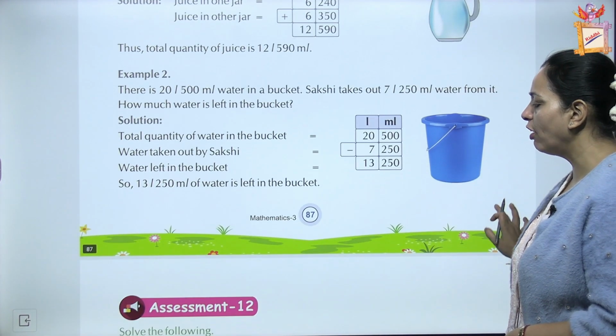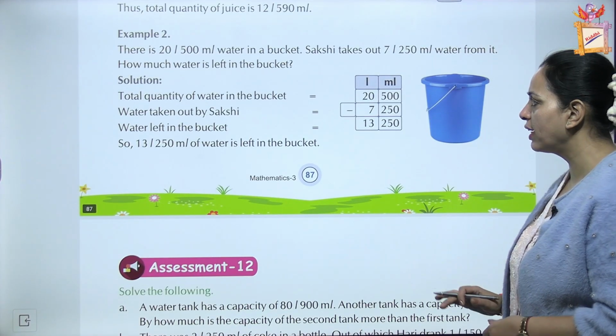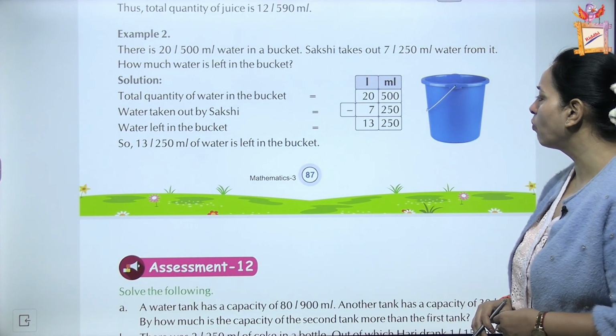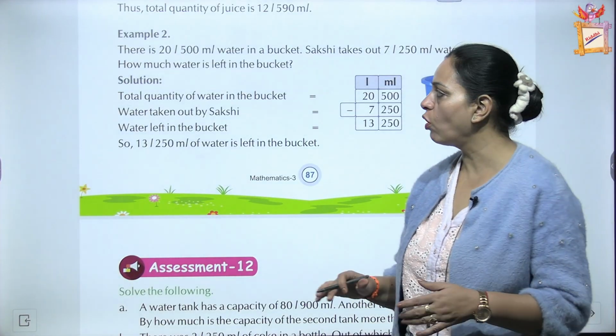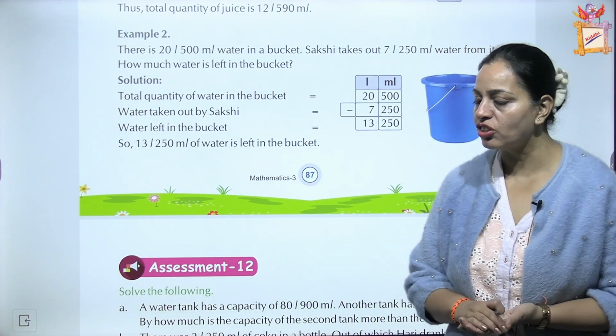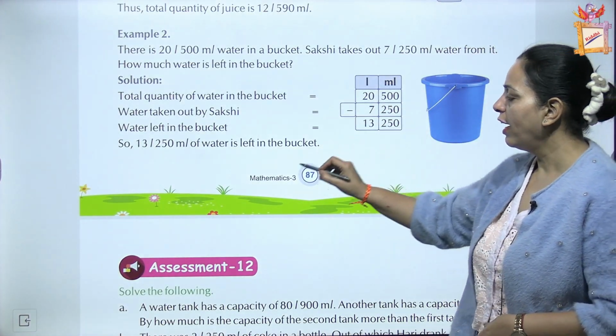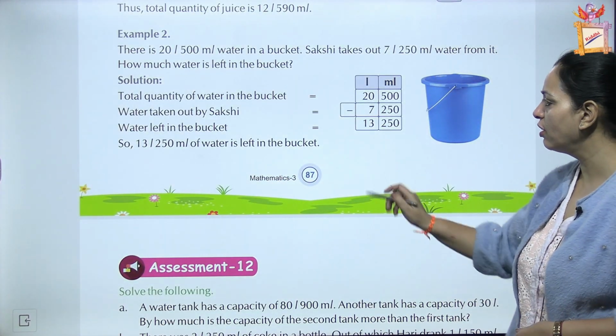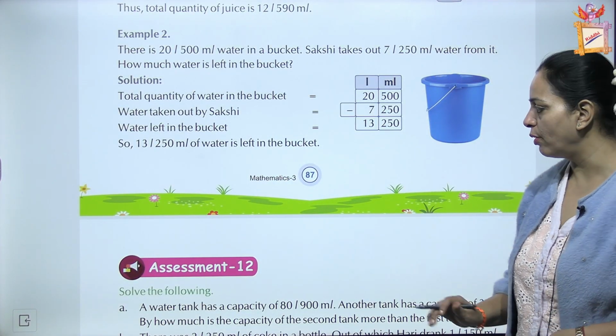Example 2. There is 20 liter 500 milliliter water in a bucket. Sakshi takes out 7 liter 250 milliliter water from it. How much water is left? Means subtraction. So total quantity and water taken out. So write the numbers, do the subtraction. This is the answer. Okay.